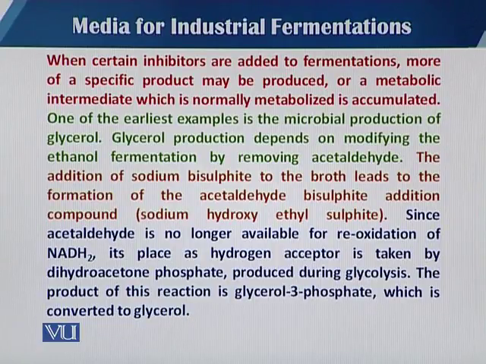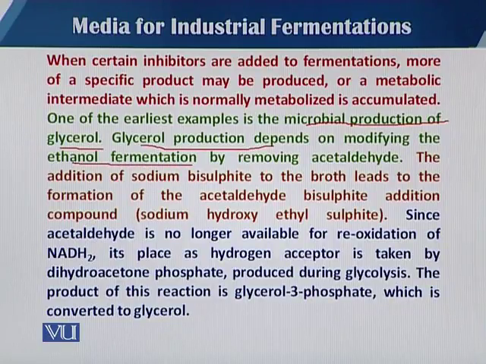In the same way, there are so many other examples of inhibitors that are mostly used for different products. You can see here in this slide one of the earliest examples, the microbial production of glycerol. The glycerol production depends upon modifying the ethanol fermentation. Normally we know that glucose is converted into ethanol by fermentation. It can be modified into the formation of glycerol just by removing the acetaldehyde.